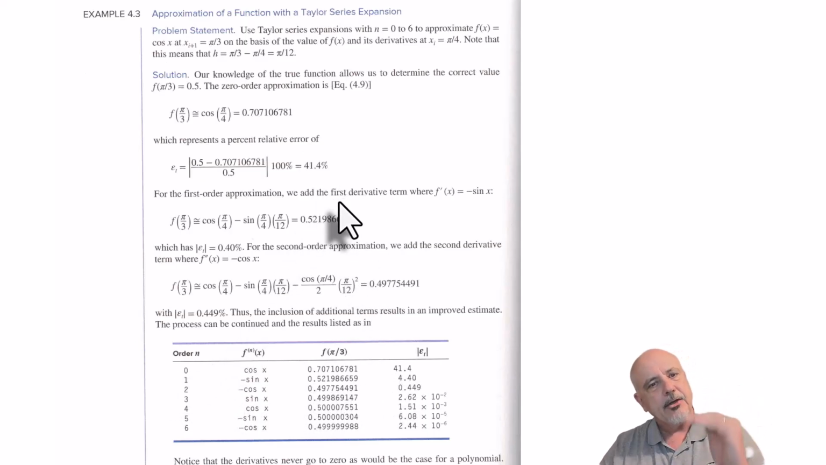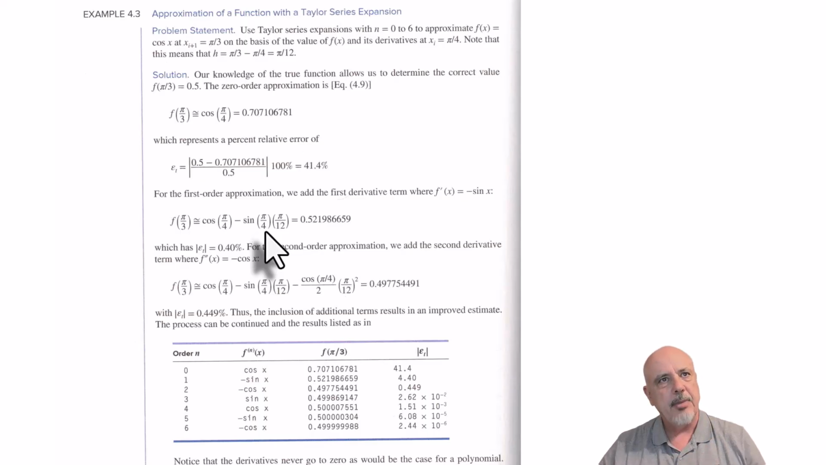Okay, then they go ahead and add a term. So they progressively add terms, which is quite frankly what I do. Now the first derivative of cosine is minus sine. So when we put in the minus sine of our home position, pi over 4, times h being pi over 12, we put that together, we get 0.521, etc. And that's actually going to give us an error of 4.4% at first order. So this 0.4 is incorrect. That's a typo there. So that's first order.